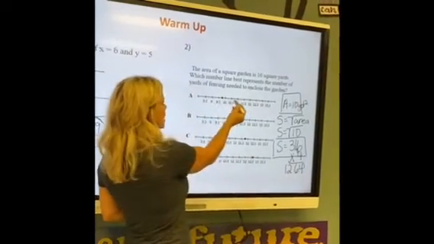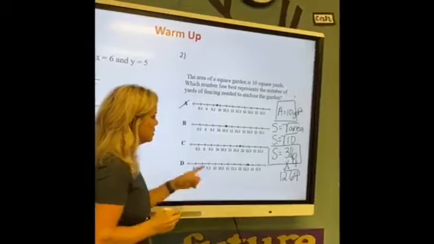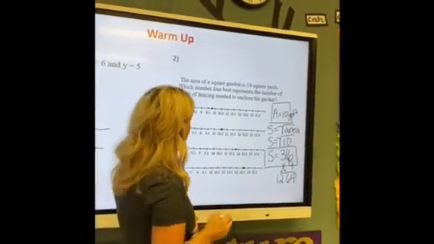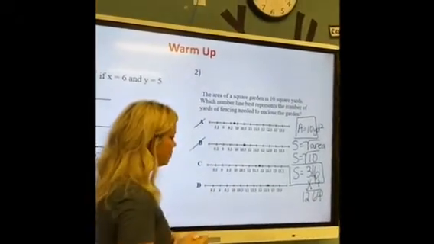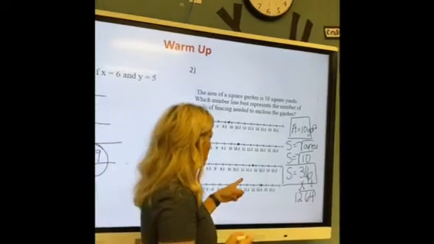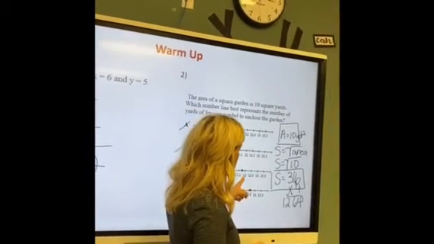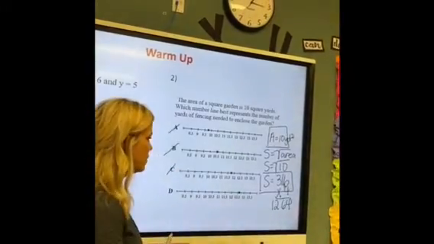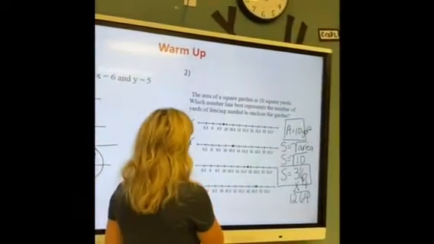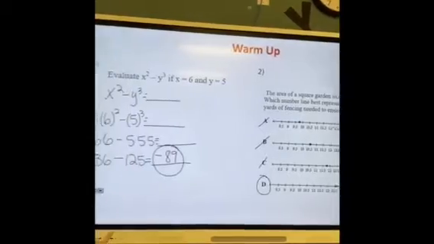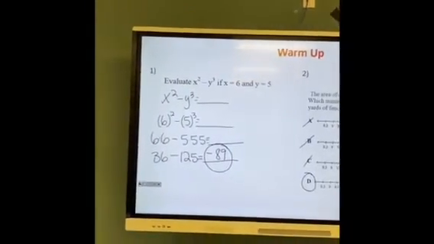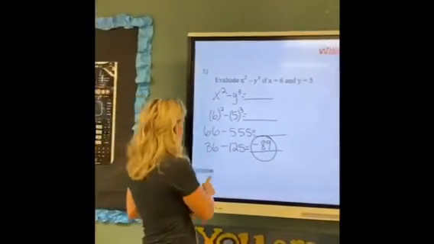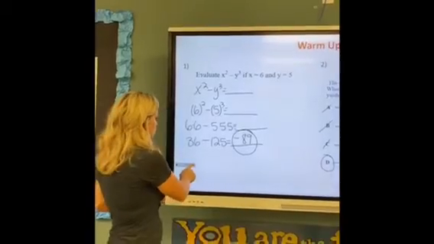Well, this one's between 9 and 10, so that's not it. B is between 10 and 11. That's not it. C is between 11 and 12. That's not it. We want one that's between 12 and 13, and that one is D. That's the warm-up.